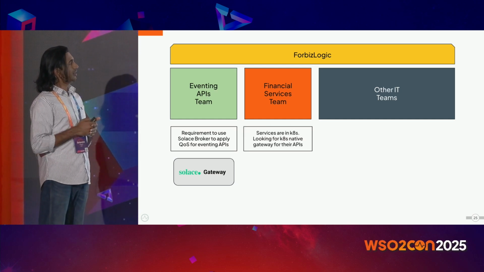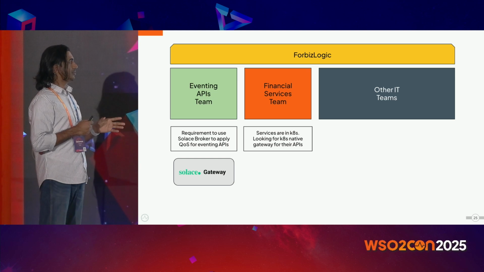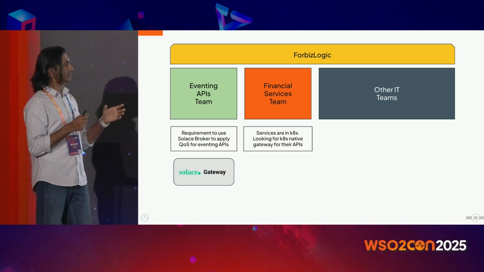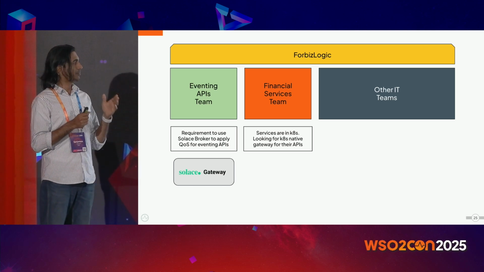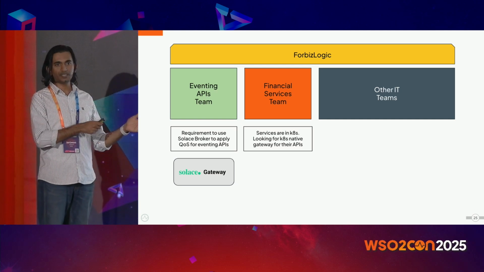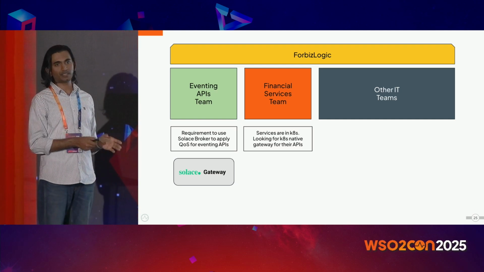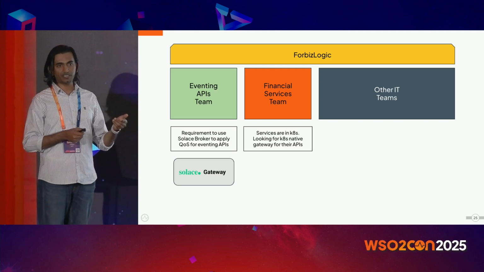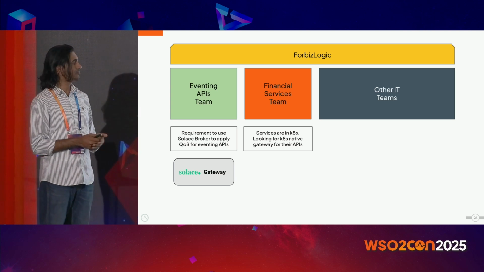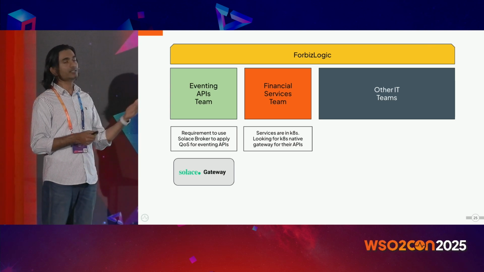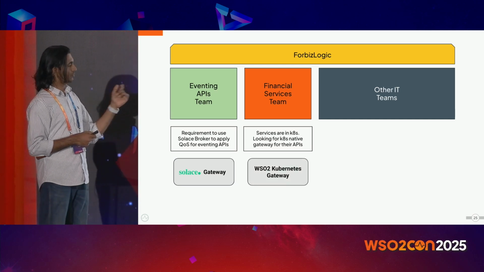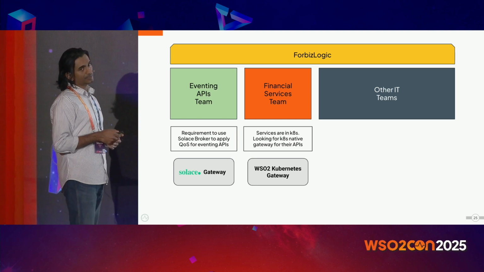Then we've got the financial services team. Their requirement is that all their services are now deployed in a Kubernetes architecture. We can think of a situation where they had a monolith application, they break that into smaller microservices and move this entire deployment into Kubernetes. So now all their services are in the Kubernetes cluster. When it comes to API management, you can't have a gateway that runs on a VM, right? Because it's a Kubernetes native system, possibly you will need your gateways also in Kubernetes. So their requirement is to have a Kubernetes native gateway. For that, we offer the WSO2 Kubernetes Gateway.